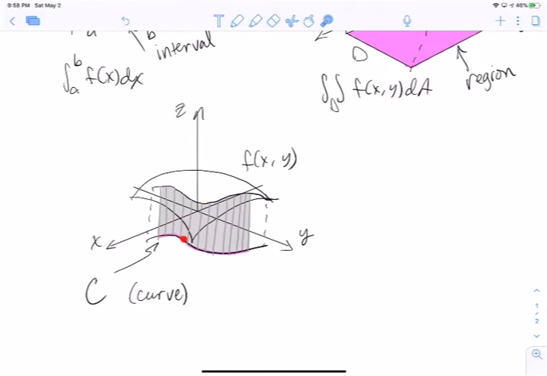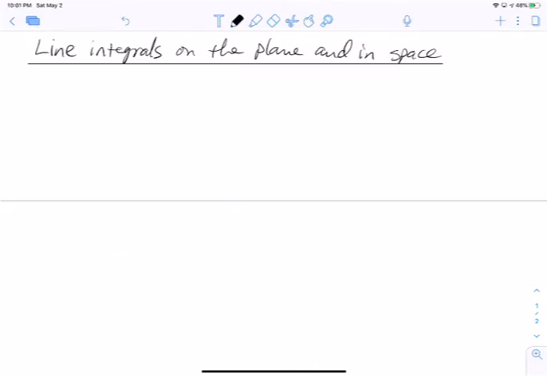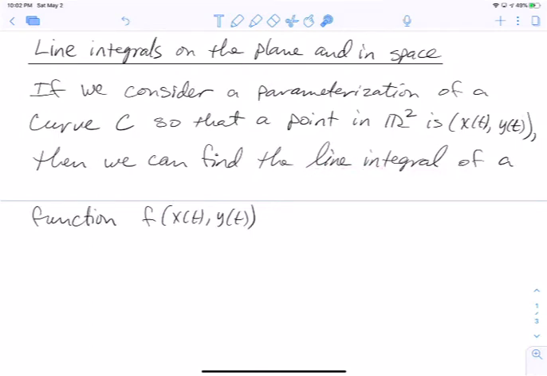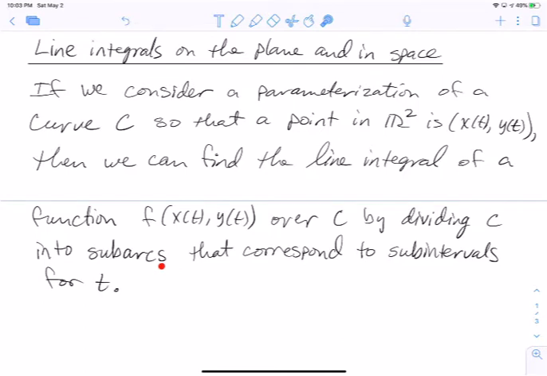Now that can be one interpretation of a line integral on the plane, but we could also consider a function f of x, y, and z in space. Now for line integrals on the plane and in space, if we consider a parameterization of a curve C so that a point in R2 is parameterized x of t, y of t, then we can find the line integral of a function f of x of t, y of t over C by dividing C into subarcs that correspond to subintervals for the parameter t.